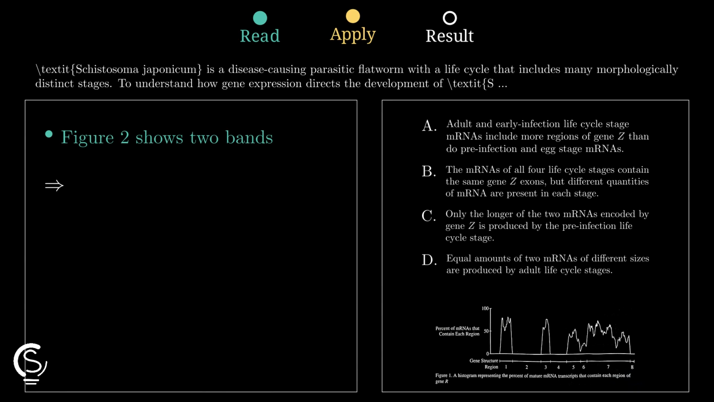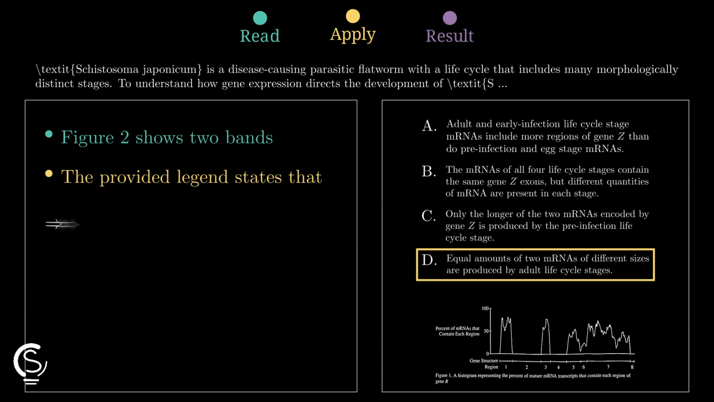Since the bands for the adult stage show equal intensity, it indicates that both mRNA sizes are equally present. This visual evidence directly supports the claim that adult stages produce equal amounts of two different mRNA sizes, making option D the correct choice.